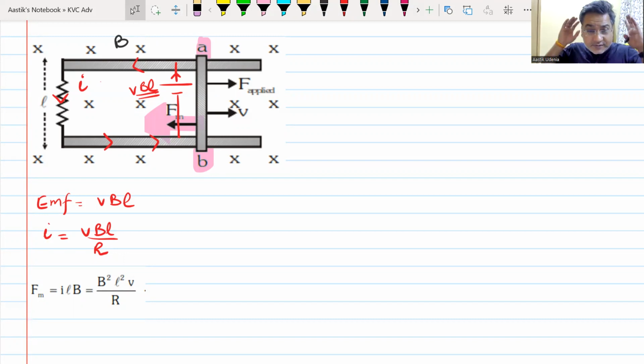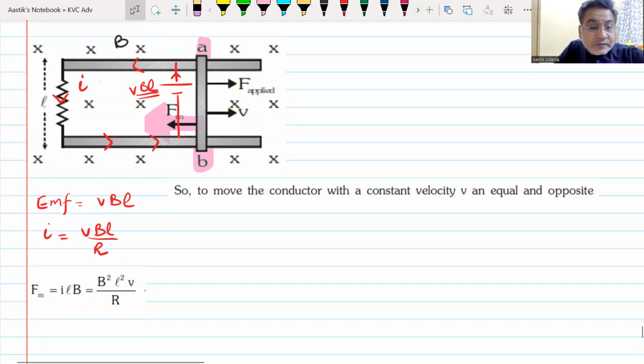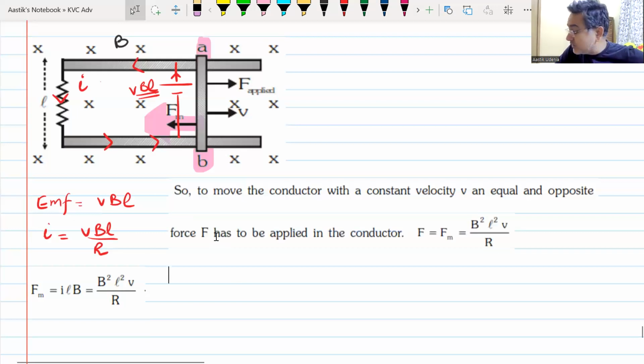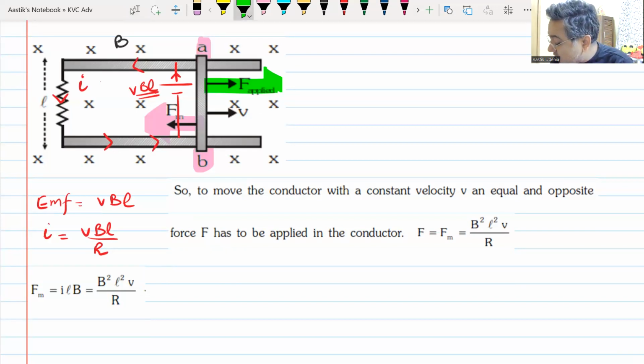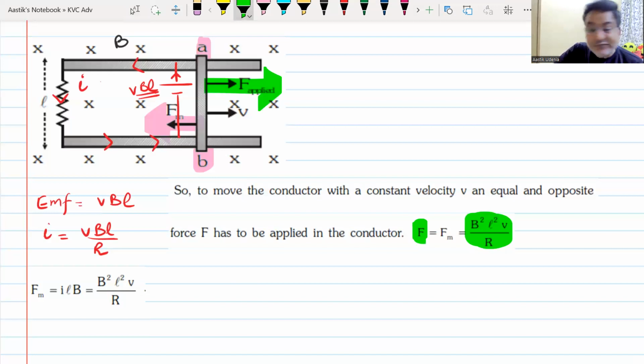If I want to move this wire with a constant velocity, an equal and opposite force has to be applied to the conductor. Yes or no? Yes, sir. How much will be that equal and opposite force? That equal and opposite force has to be the same. Yes or no? Yes. So that force which is applied, this green force, will again be equal to this one. Do we understand this? Yes, sir.